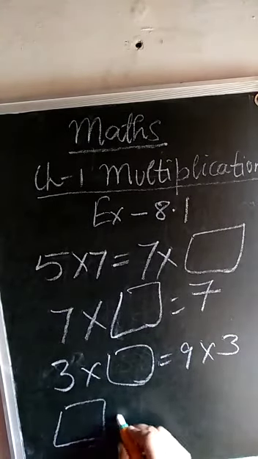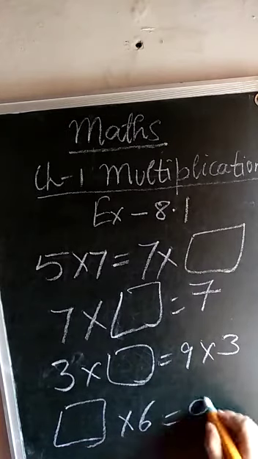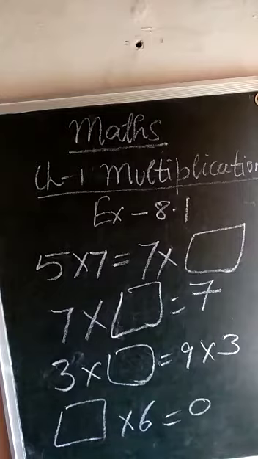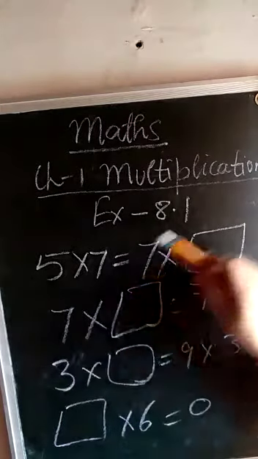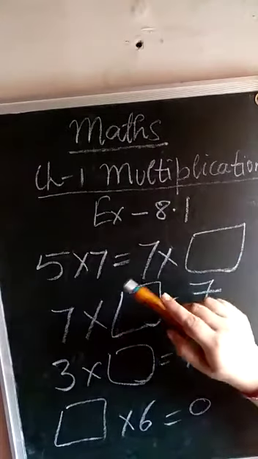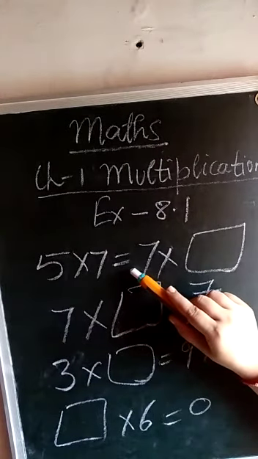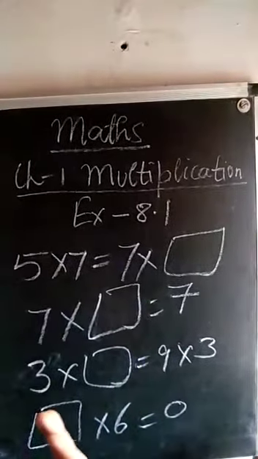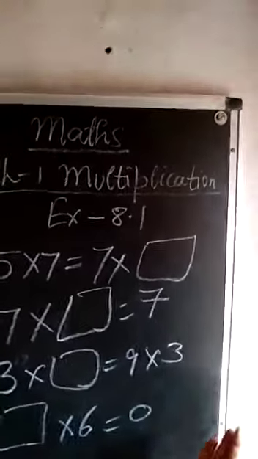I am going to solve these 4 sums of this exercise for you, and the other sums you will try at home. In the first sum, we have left side and right side. Here we have the sign of equality. That means the left side and the right side of the sum should be equal.